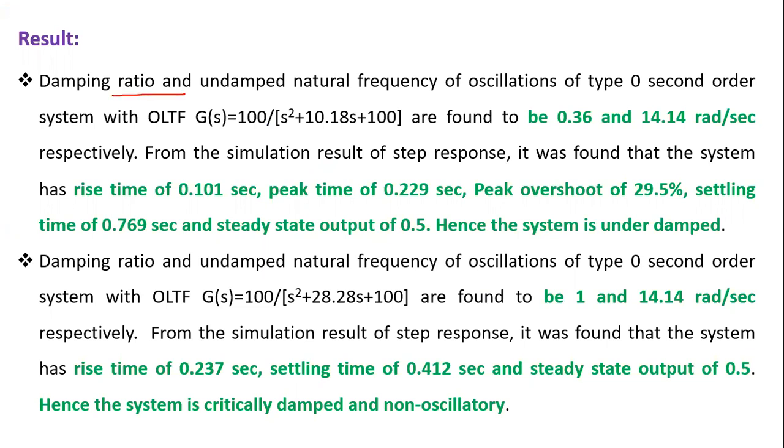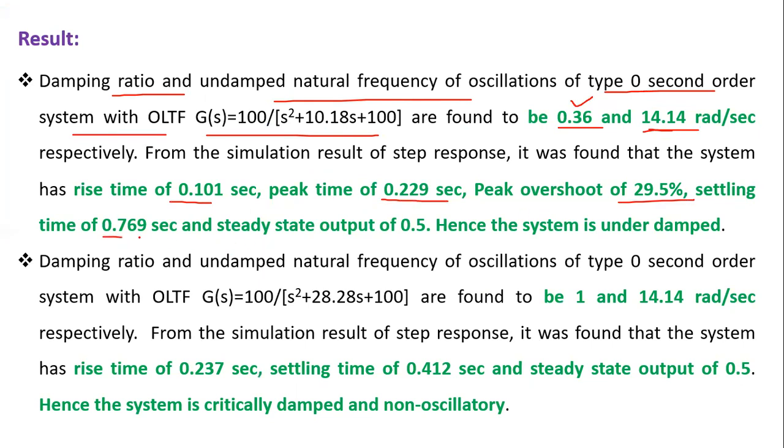So first, the damping ratio and undamped natural frequency of the type 0 second order system. This is the first case. For the first case, how much are you getting? 0.36 and 14.4. 0.36 means it is an underdamped system. For the underdamped system, what is the rise time, the peak time, the peak overshoot, the settling time, and what about the steady state error? Based on the damping ratio, directly we are saying it is an underdamped system.